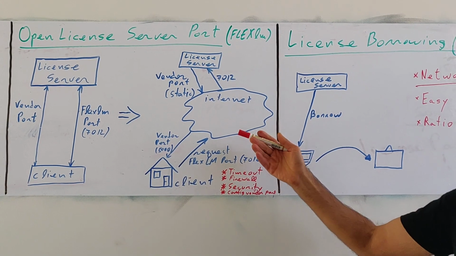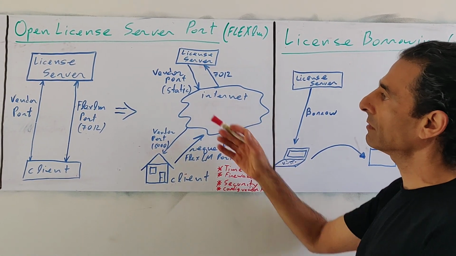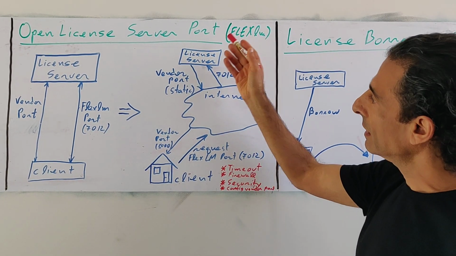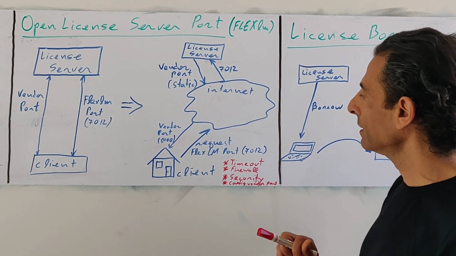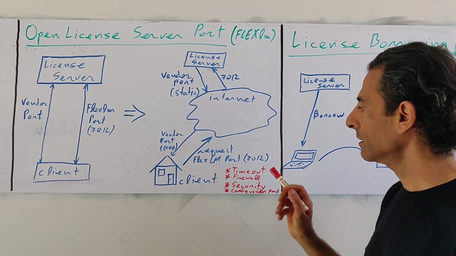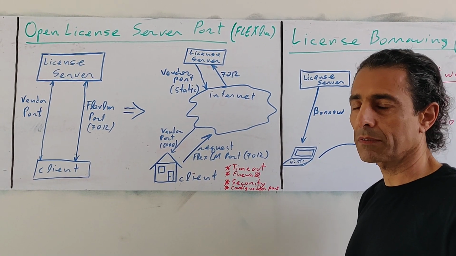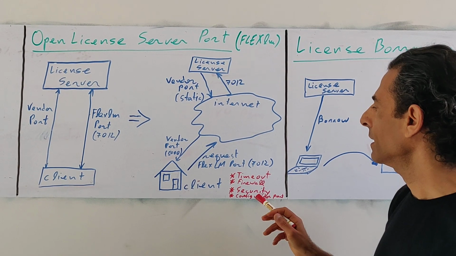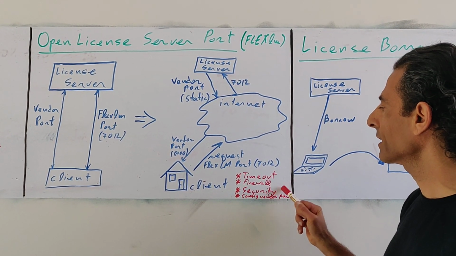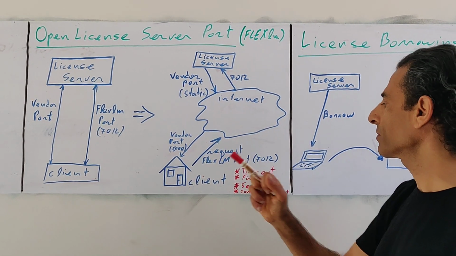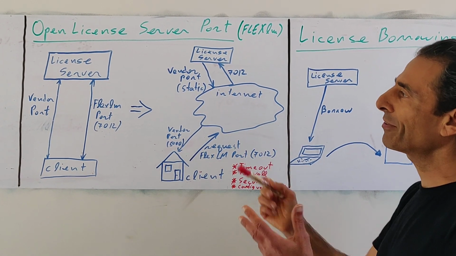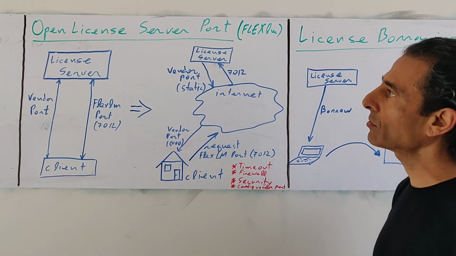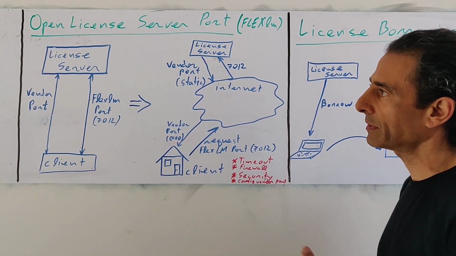In that case, there is sometimes a challenge with the speed of communication between the license server and the client, and you need to set the timeout for FlexLM. Check the manual, that's easy. We also need to think about the security of the whole thing. If I open the port, who can access it? That's also a question to consider.